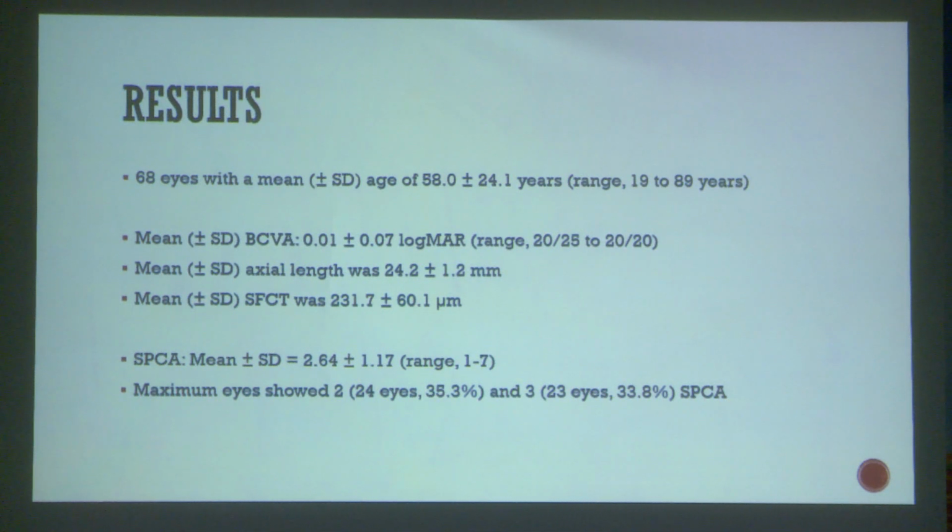What we noted was that the mean number of SPCA vessels was 2.64 with a standard deviation of 1.17, and the range was from 1 to 7. A point to note was that the majority of the eyes, that is 1/3 of the eyes, had only 2 SPCAs, and another 1/3 had 3 SPCAs.